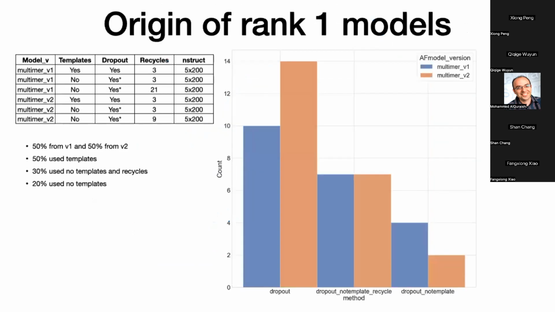Okay. So the origin of the rank 1 models in CASP came basically 50-50 from version 1 and version 2. 50% of the time we used templates, 30% of the time it came from using new templates and recycles, and 20% of the times new templates.